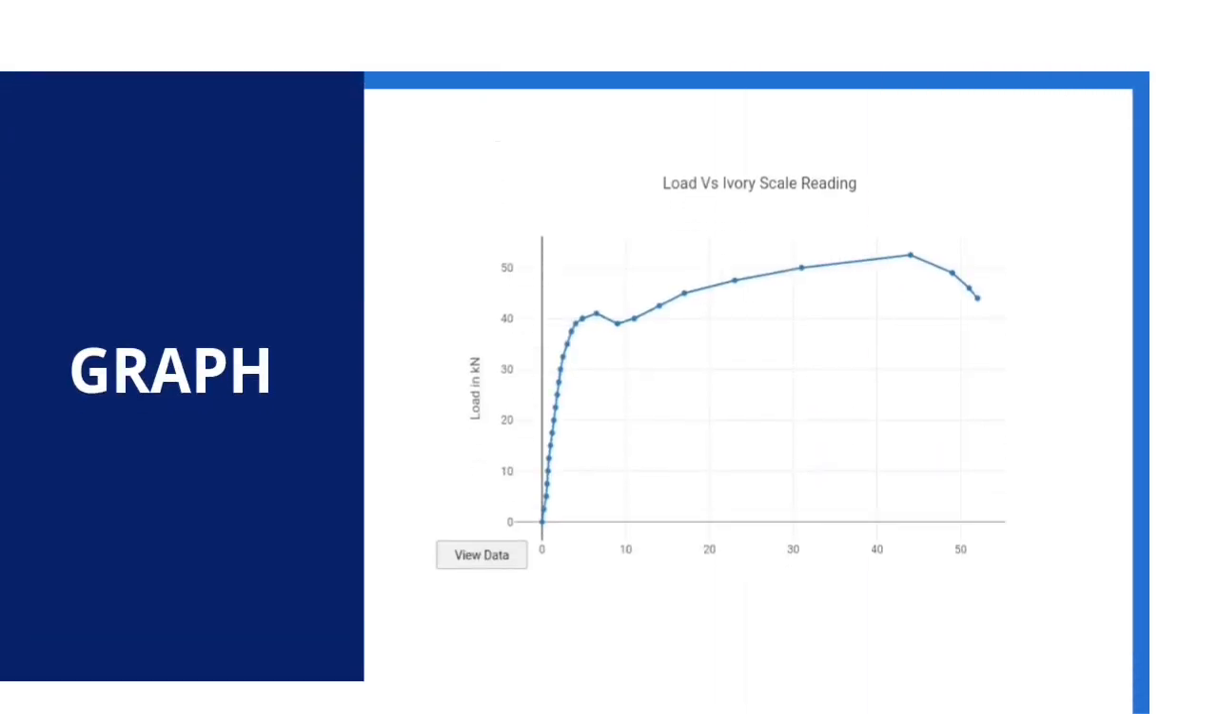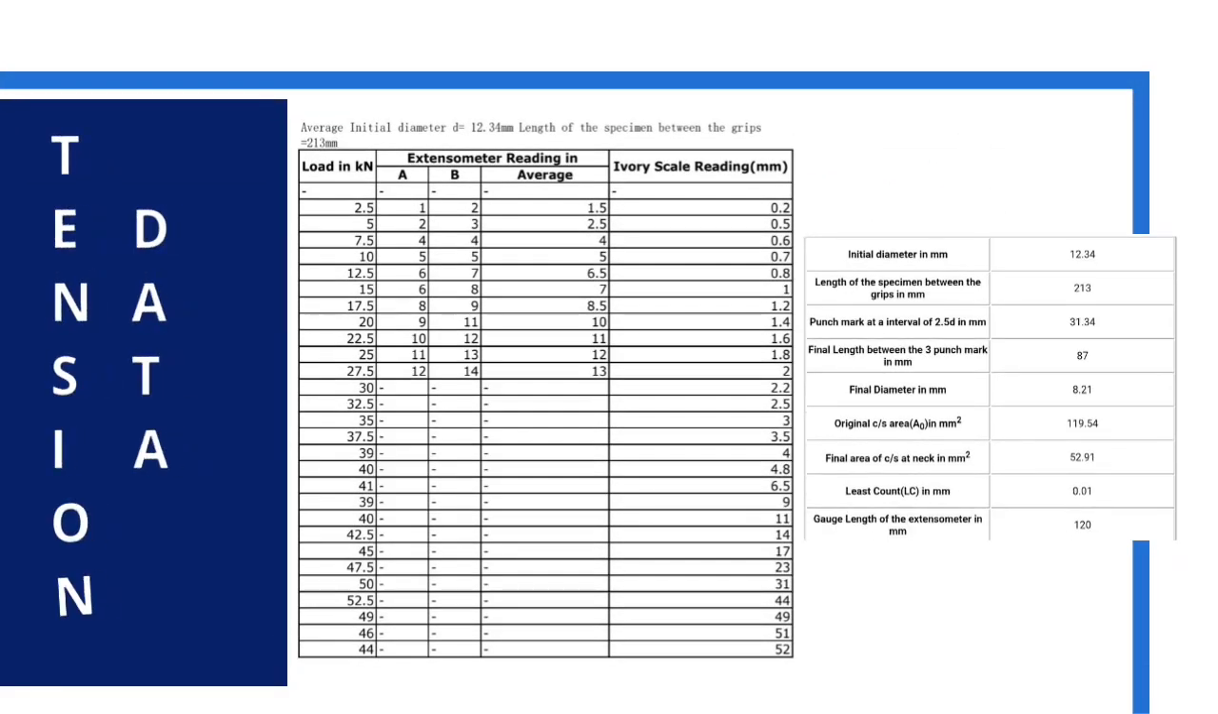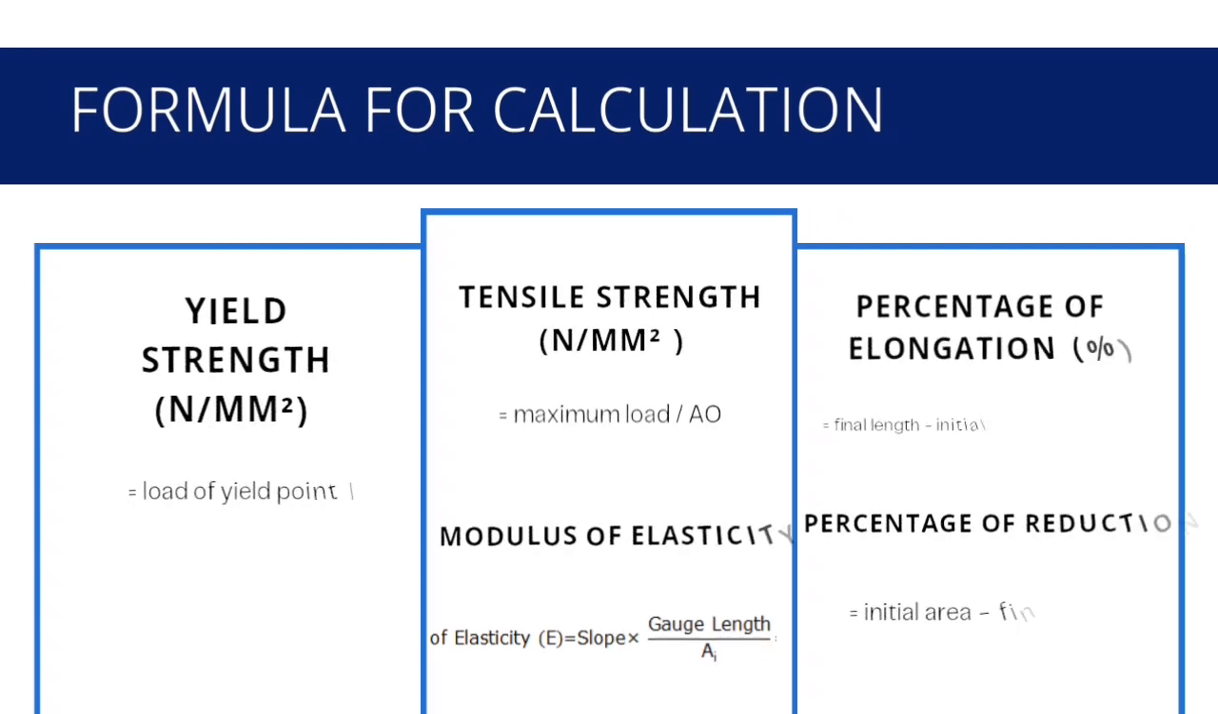So this is the graph, load versus ivory scale reading. As you can see, the maximum load here is 52.5. These are the tension data. As you can see from the experiment just now, you can get the initial diameter, length of the specimen between the grips, final diameter, final length, punch mark, original area, final area, least count, and gauge length of the extensometer.